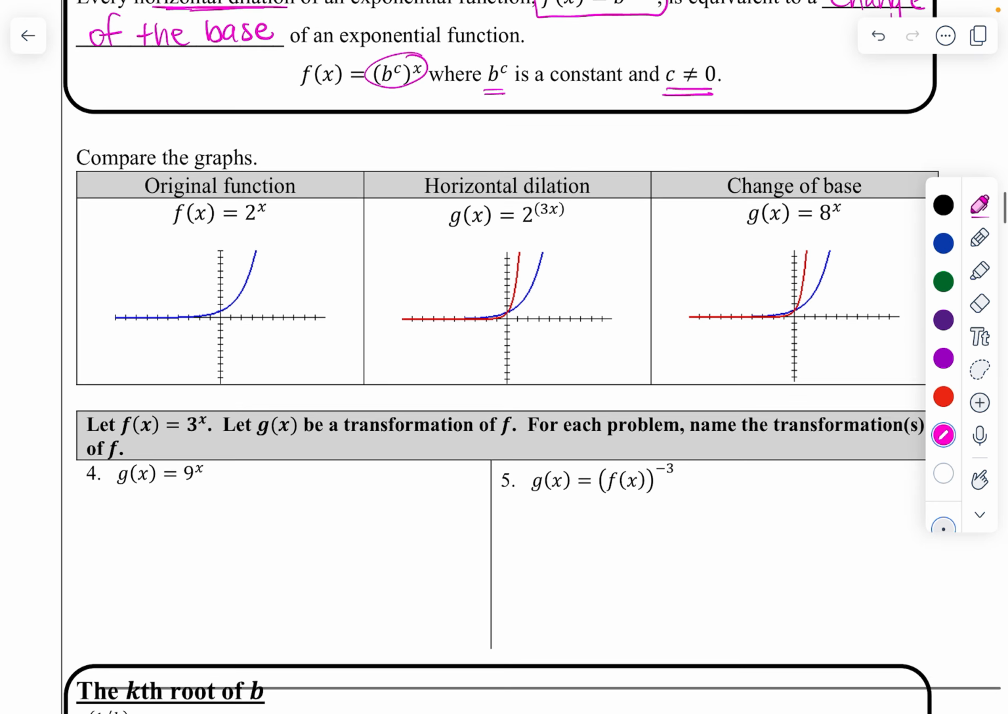So let's see how that actually plays itself out. So here I see if I've got 2 to the x power, well, I know, like, let's say x was 3.